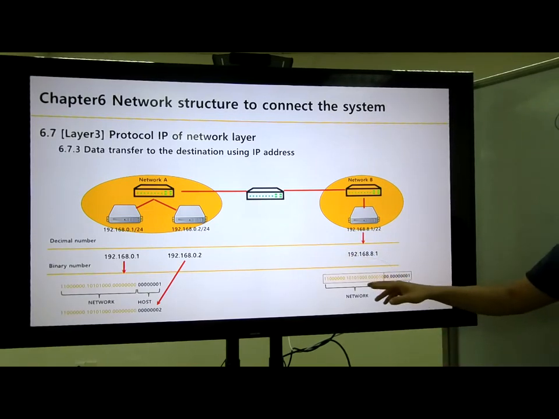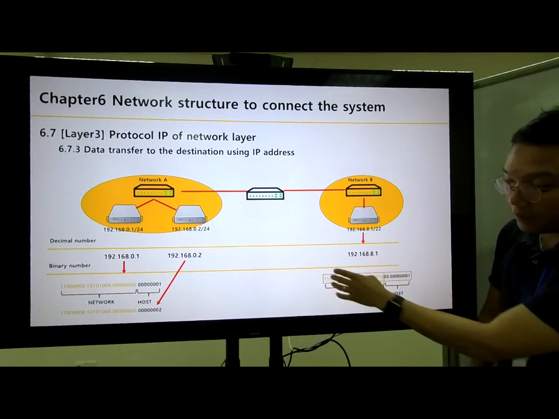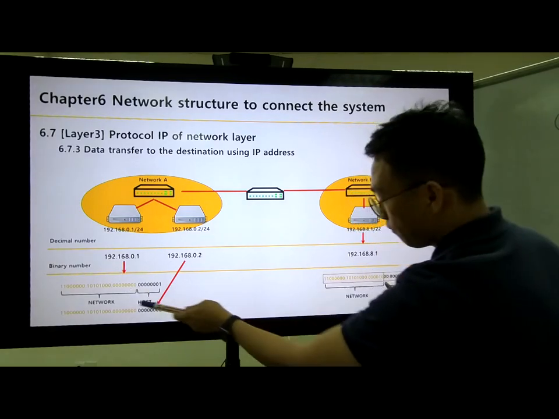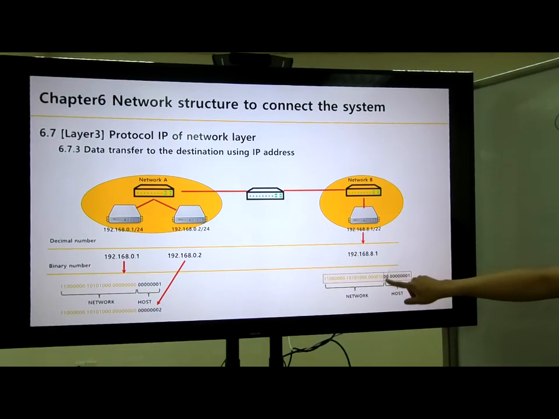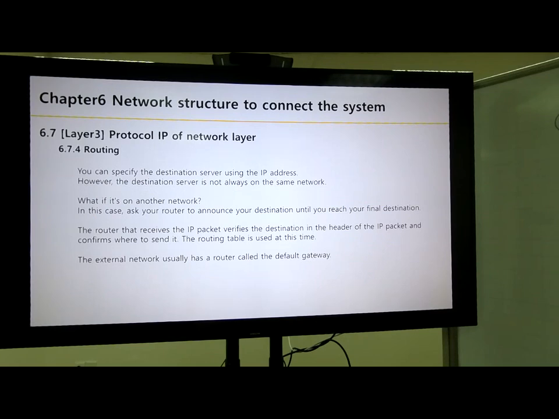But 192.168.8.1, when we calculate this binary number, is different. So it is a different network. So hosts cannot communicate between network A and network B because they are different networks. So we need routing. If we don't have routing, we only have small clubs where small groups of people can communicate, and it cannot make up the internet.